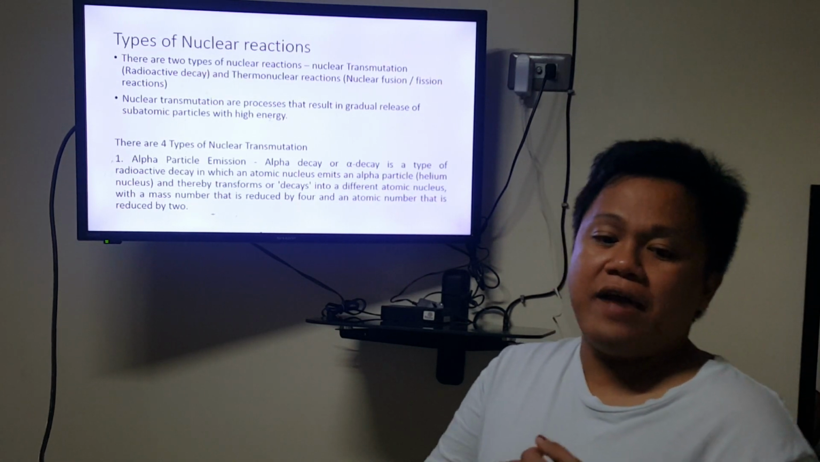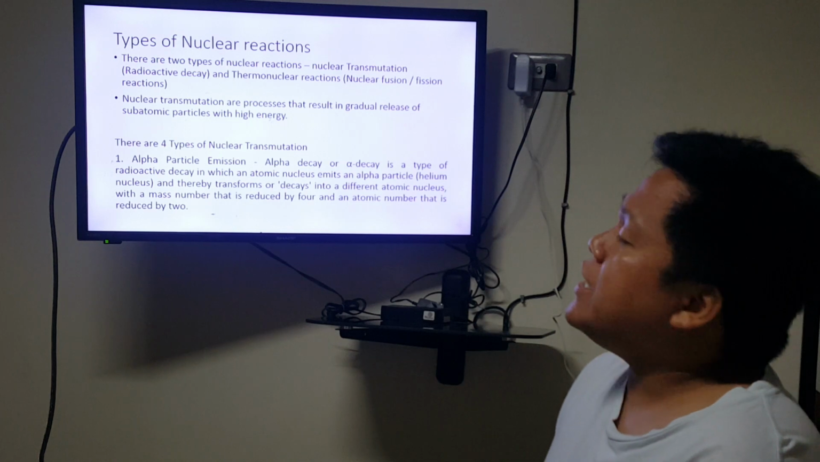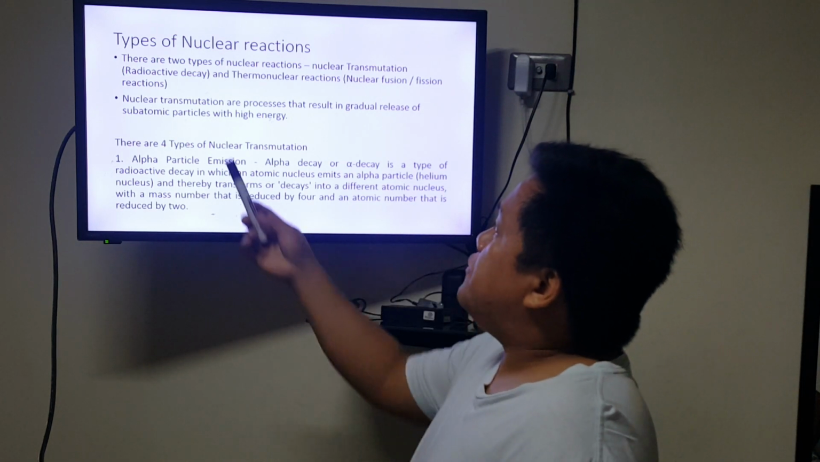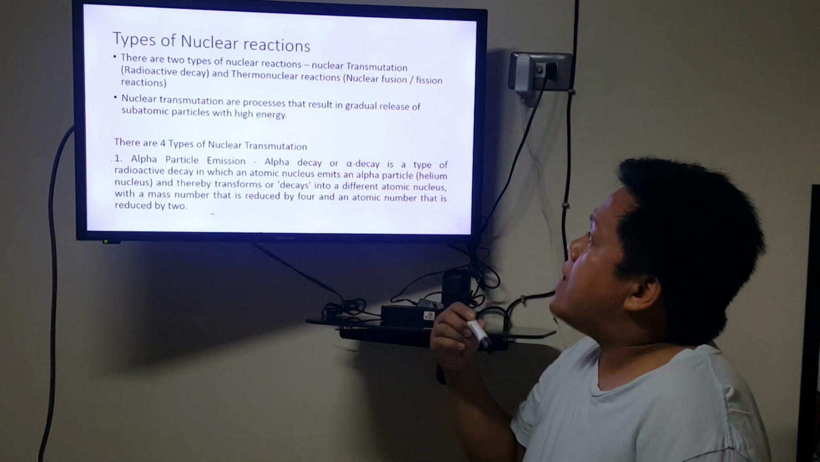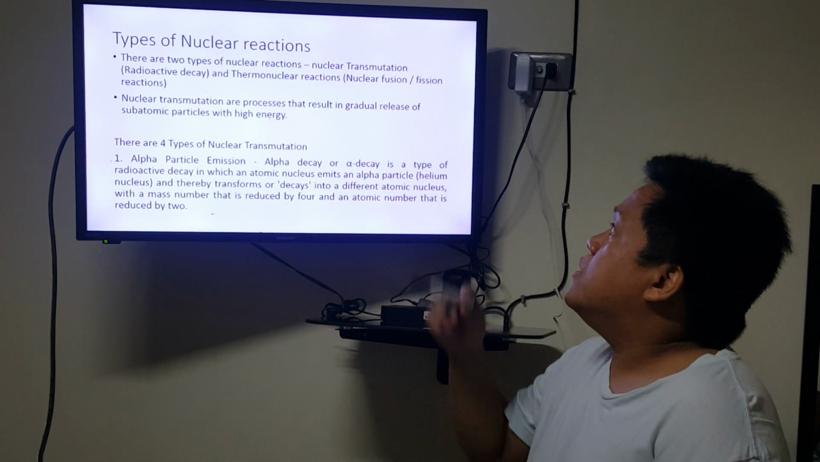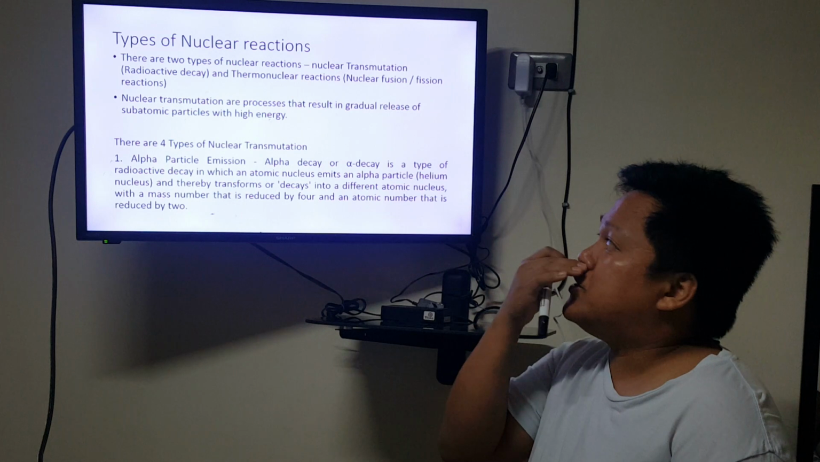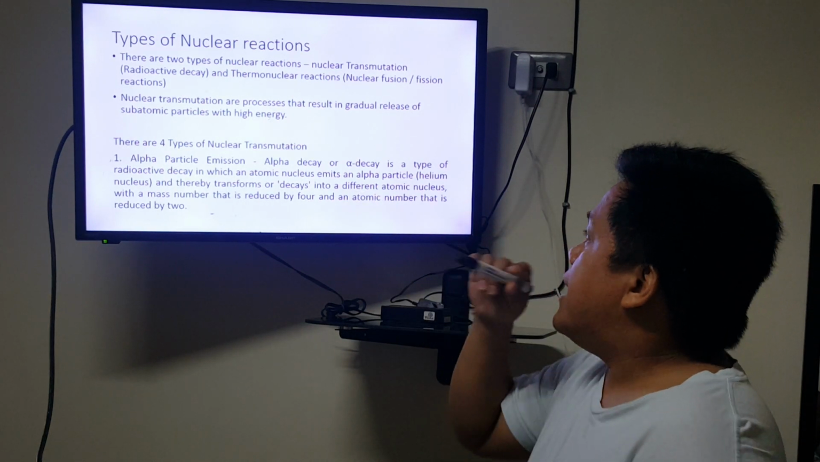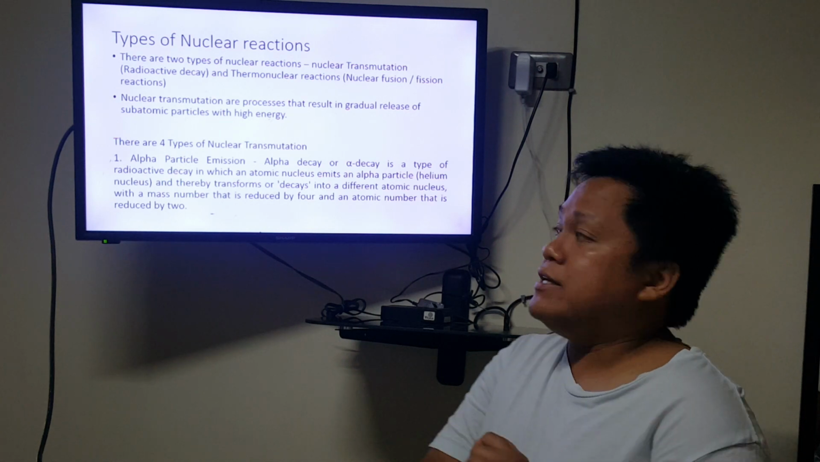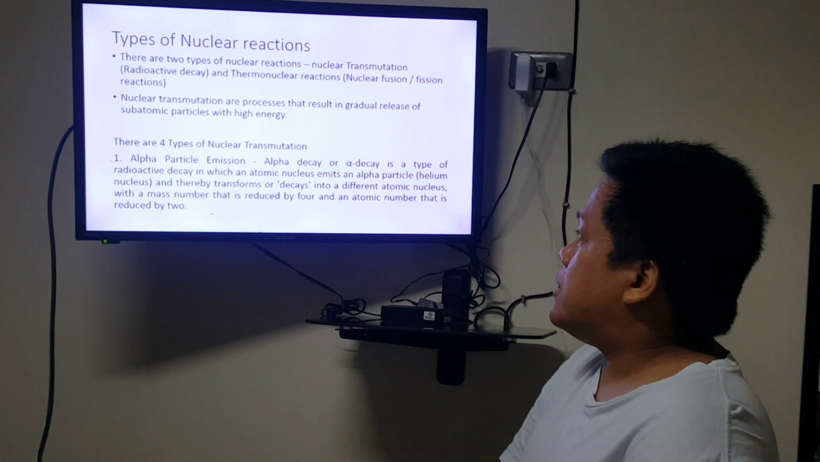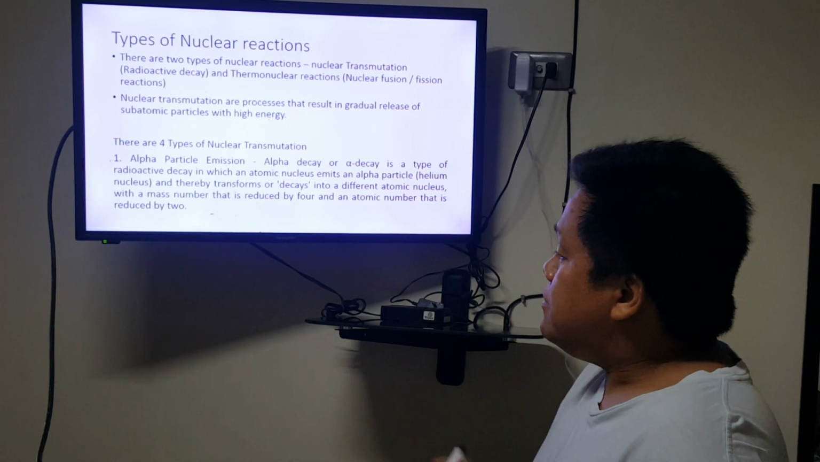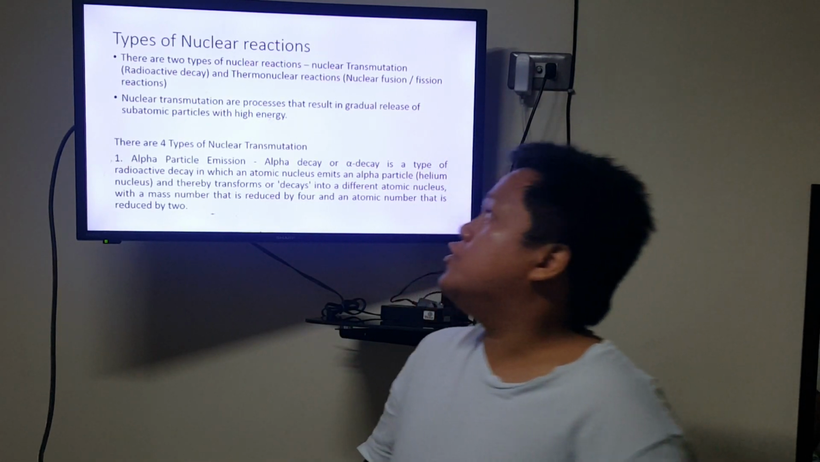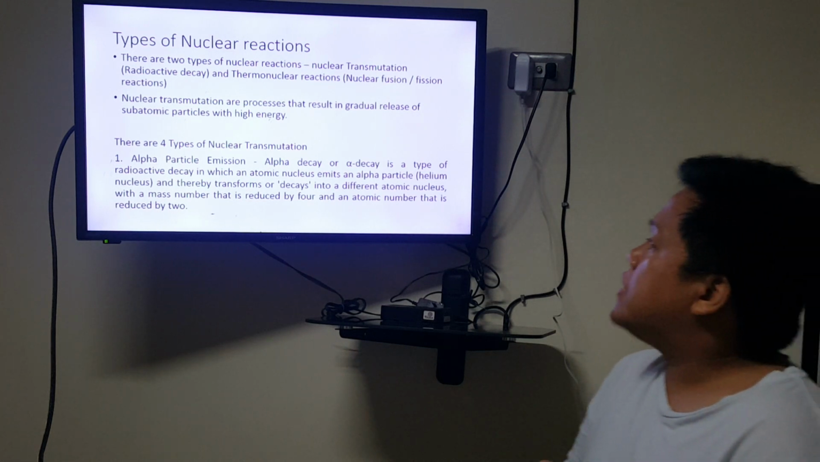Types of nuclear reactions. There are two types of nuclear reactions. Number one is nuclear transmutation, the radioactive decay, and number two is thermonuclear reactions, that is, nuclear fusion-fission reactions. Nuclear transmutations are processes that result in the gradual release of subatomic particles with high energy. There are four types of nuclear transmutation.